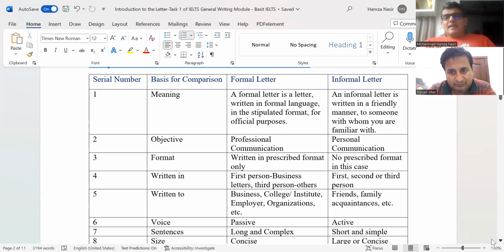Okay, secondly, आता है आपका objective, मकसद क्या है, what is the purpose. So in formal letters your objective is professional communication, whereas in an informal letter your objective is personal communication.